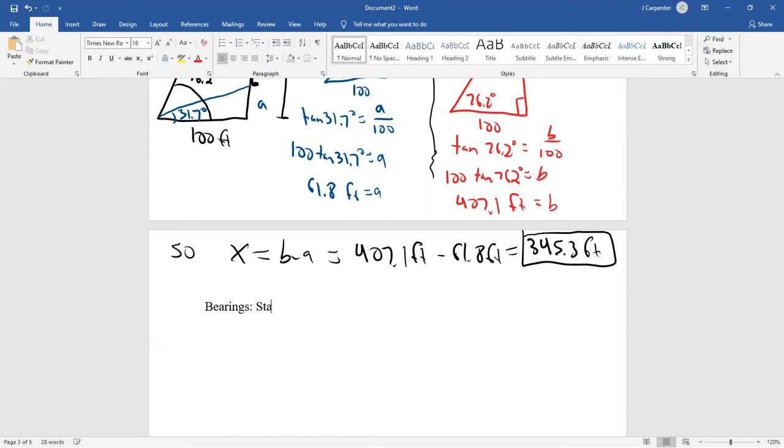So the way this works is, start in the first direction, C. Move X number of degrees towards the other direction described.